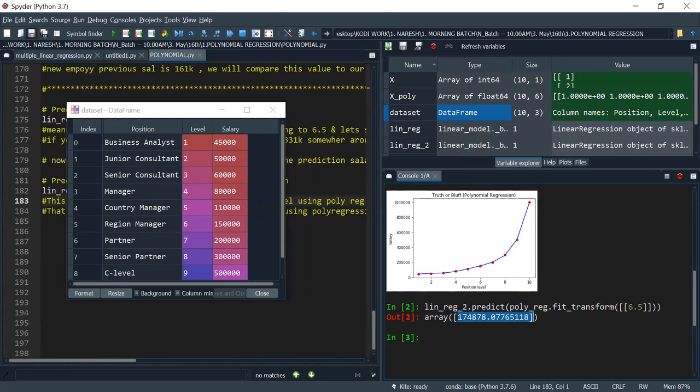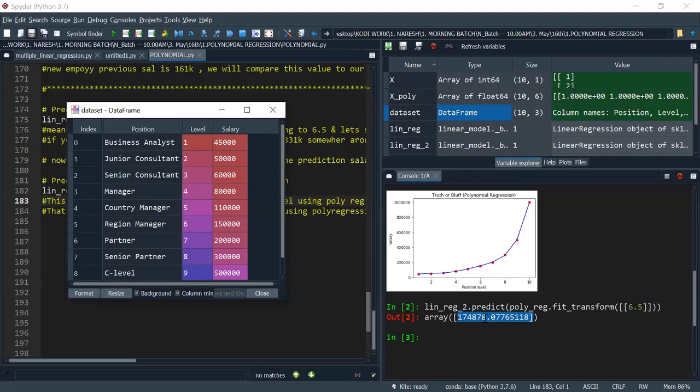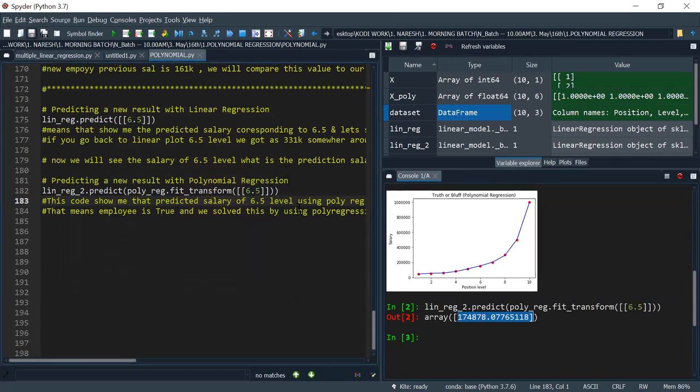So HR will first tell you that at degree 3, we got 158. Then he was not interested. Then finally he can opt for 175. Yes, guys, I hope you understand. So this is the optimal model. I hope you understand what polynomial regression is.